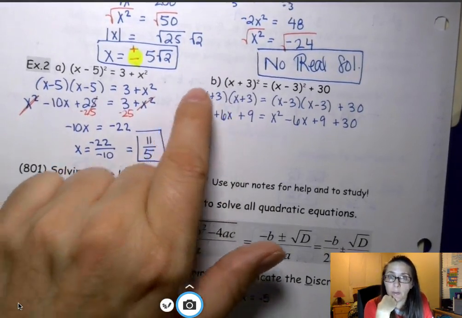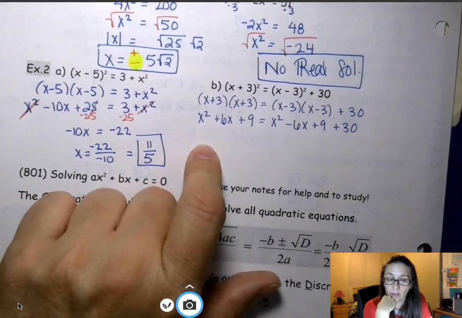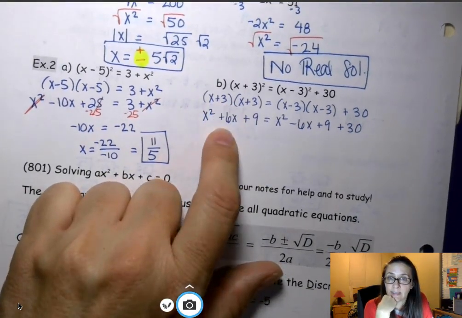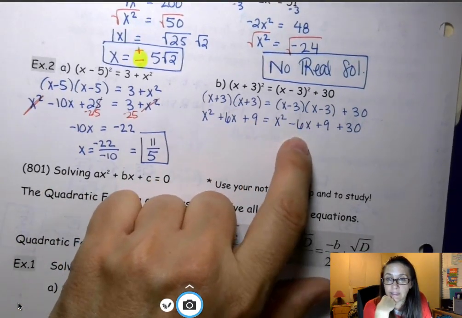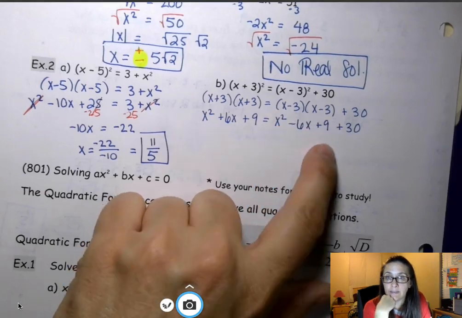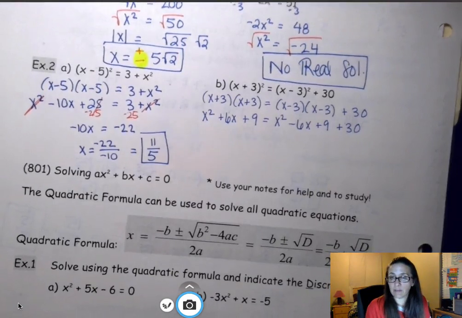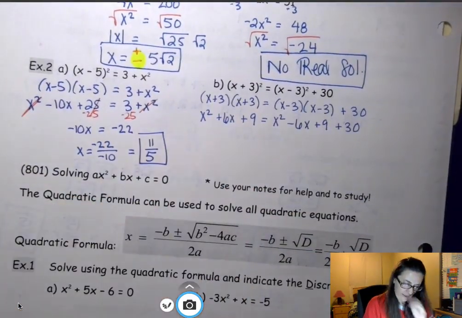So you remember first, outside, inside, last, your FOIL, and you have 3x and 3x to get 6x in the middle. Here we had negative 3x to get negative 6x in the middle. Negative times negative is still positive 9. So whatever it is that you have to do to make sure that you distribute those and multiply them correctly is perfect.